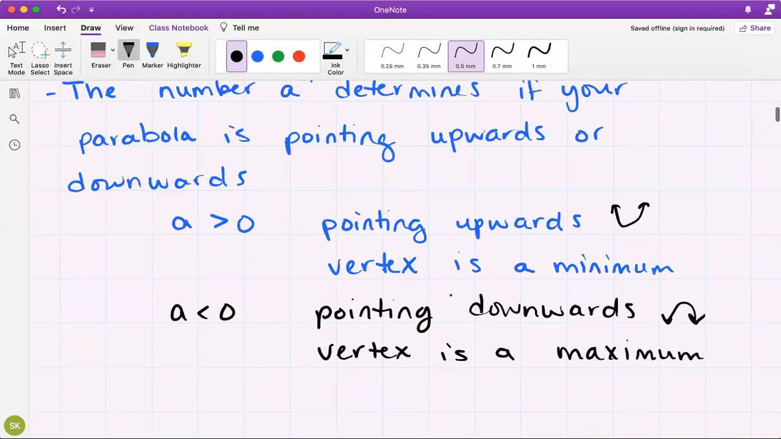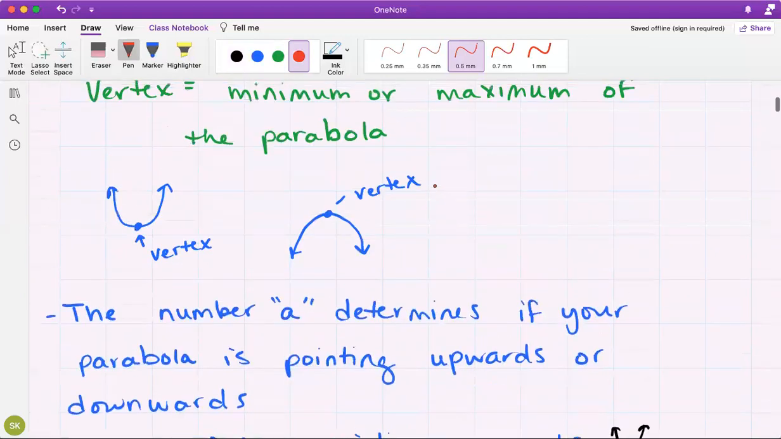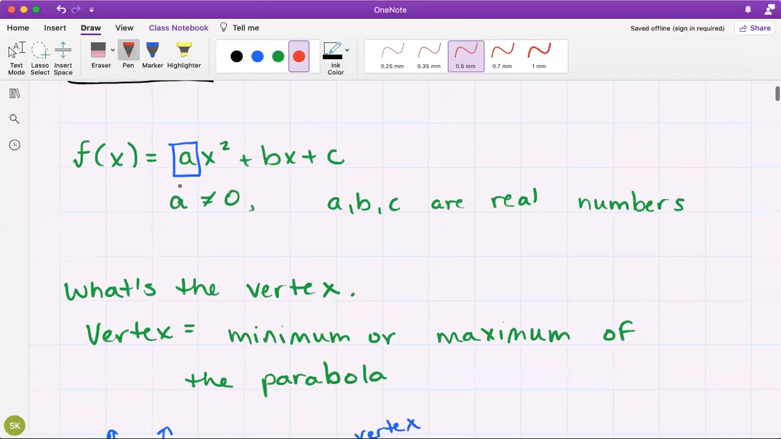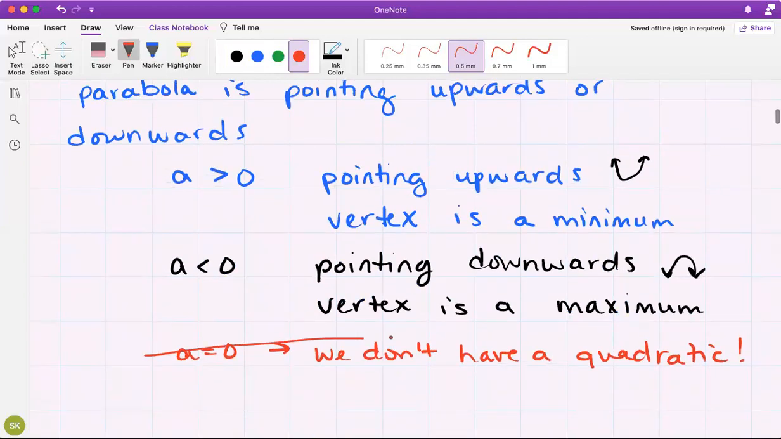Now, if A is equal to 0, then you don't have a quadratic. And this won't happen in these sections because in the very beginning, remember I defined a quadratic as this first number here is not equal to 0. So we won't actually have to worry about this case. So we can really just cross it out. The only cases we're going to worry about is this one and this one.